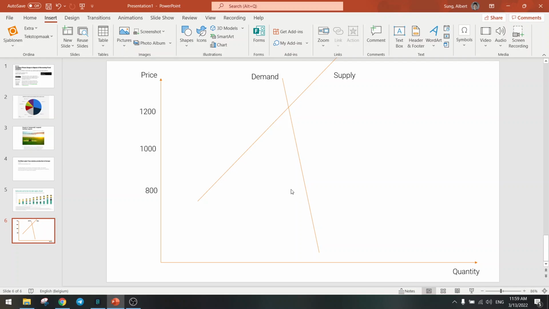We are seeing prices rise exponentially. The demand, of course, stays the same. People just eat, but the supply is dropping. So we went from here, supply, to here. And the price, of course, rises.